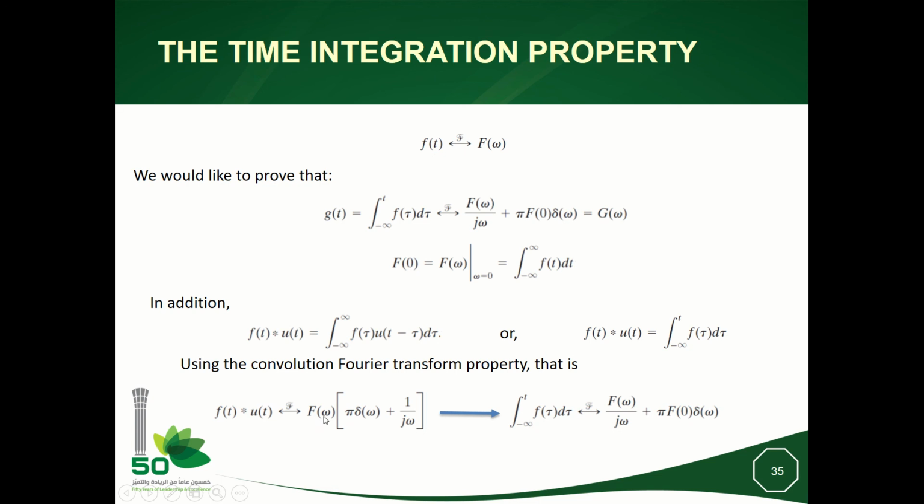So now if I multiply F of omega by pi delta of omega, delta of omega exists only at omega equal to 0. So we will have pi times F of 0 times delta of omega, and we will have a factor 1 over j omega times F of omega. So we see when we integrate, we divide the spectrum by j omega. When we differentiate, we have j omega multiplied by F of omega. And we have an additive term, which is a constant times the Dirac function at omega equal to 0.